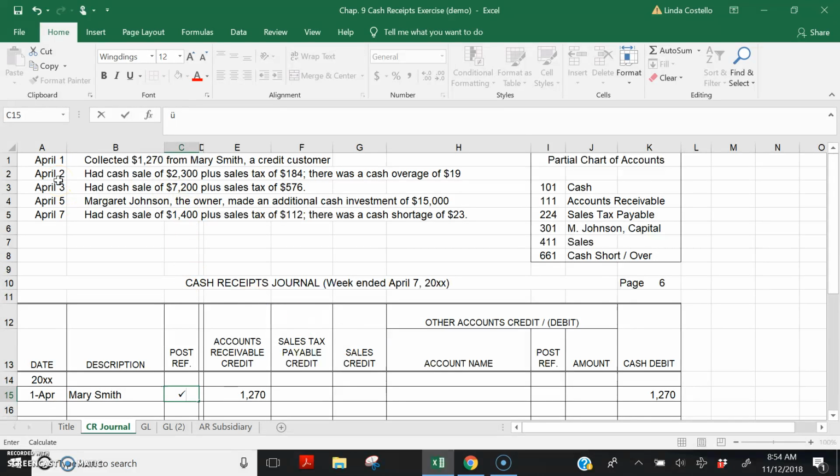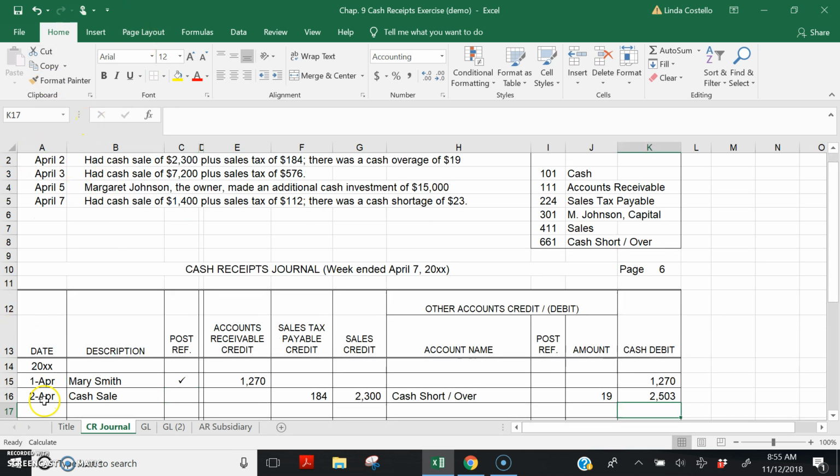On April 2nd, we had a cash sale of $2,300 plus sales tax of $184, and there was a cash overage of $19. In other words, we made a mistake and collected $19 too much from our customers. So we collected $2,503 cash from our customer. The $184 sales tax plus the $2,300 sale plus the $19 cash over. Let's record it on the Cash Receipts Journal.